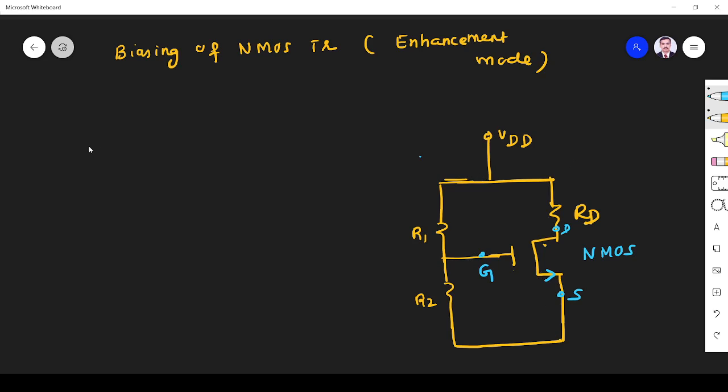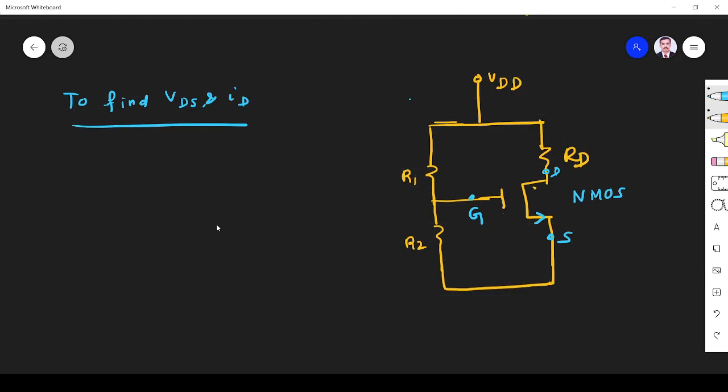So what is the aim in this session? The aim is to find VDS and ID. These are the two parameters we have to find from this. How we are going to find, let us see. So first, step 1, I am going to find VG. You will wonder why I am finding VG. You will get the answer very soon.